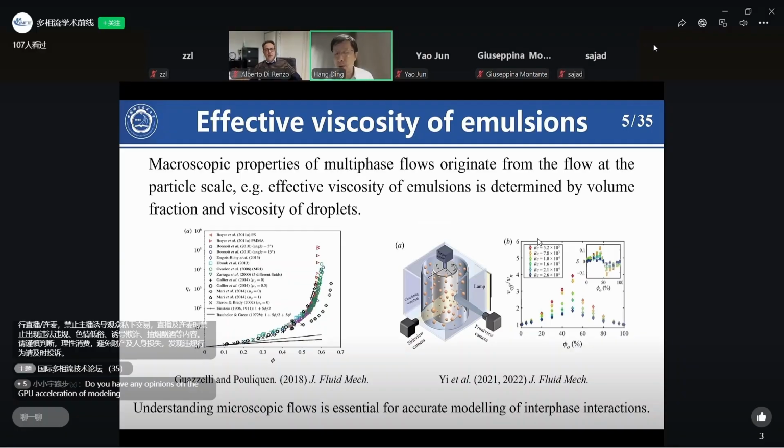But for the droplet, recent research also showed that it not only depends on the volume fraction of these droplets, the viscosity of the droplet is equally important. So for us, we think understanding these macroscopic flows at the particle scales is also very important if you want to have accurate modeling of this interface interaction model. For example, if you have this information, it would be very useful to establish this fast coupling or this closure model for the two fluid models.